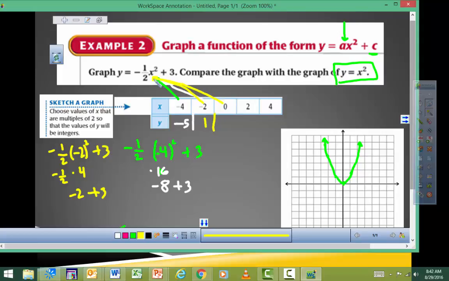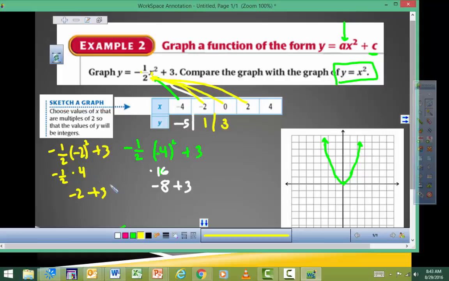0 is pretty easy to plug in, right? 0 squared is 0, 0 times 1/2 is 0, and then you add this 3, so that one's going to be 3. Now let me just give you a hint. When we plug in the 2, we're going to get the same value we got before, except we're going to add 3 now. So let's see what happens when you plug in 2.